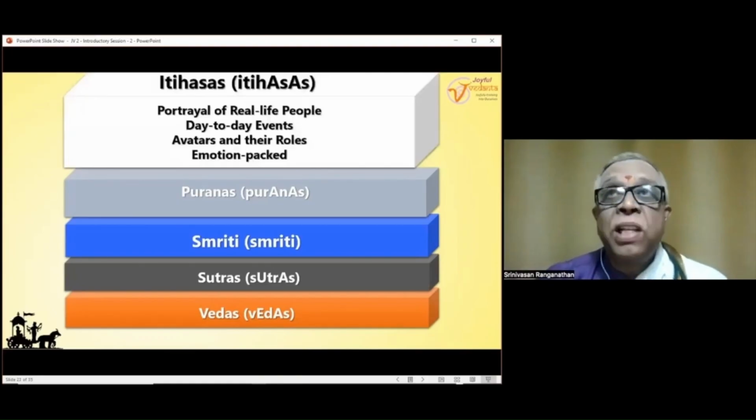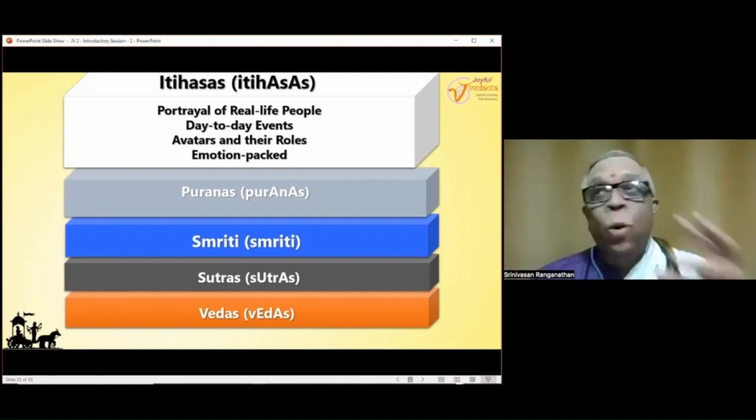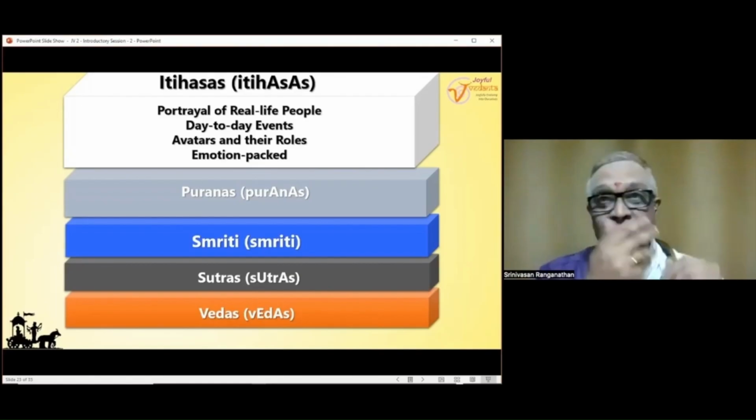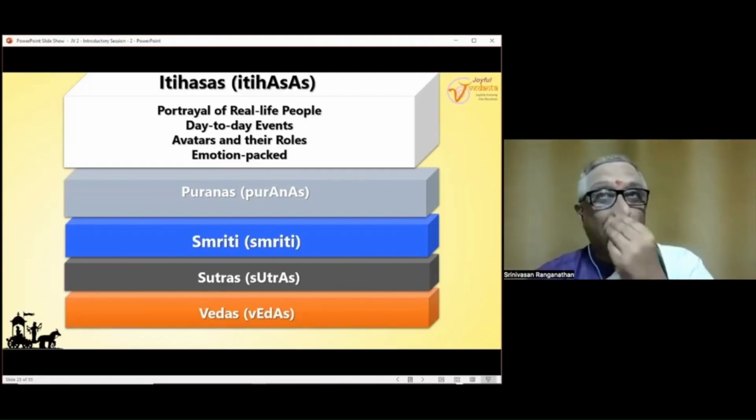To sort out these issues came Ithihasas. Pronunciation is Ithihasa, right? Two long vowels there, right? Then Ithihasas talked about portrayal of real life people. Now I connect to a Duryodhana, right? Because I have one in the family. I connect to Duchashana. Okay, there are many in the families. So I have real life people there. I connect to Rama. I connect to Sita. I connect to Jambavan. I connect to everybody. So portrayal of real life people, and the events are all day-to-day events.